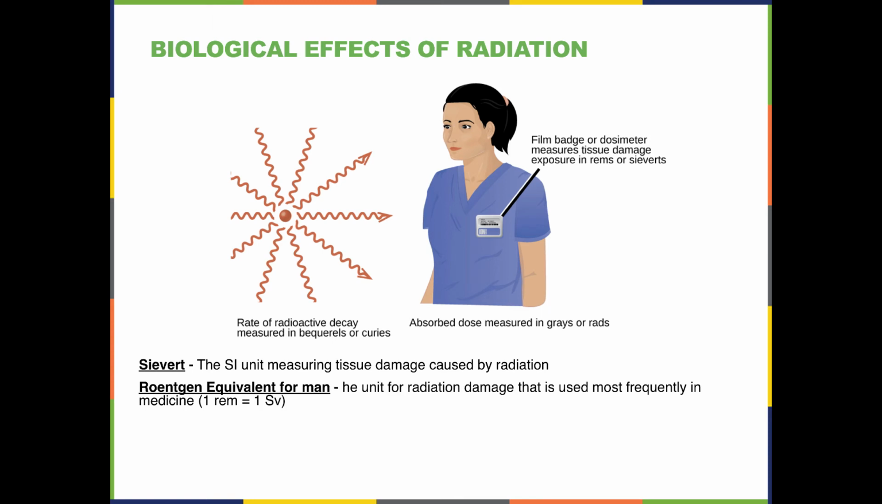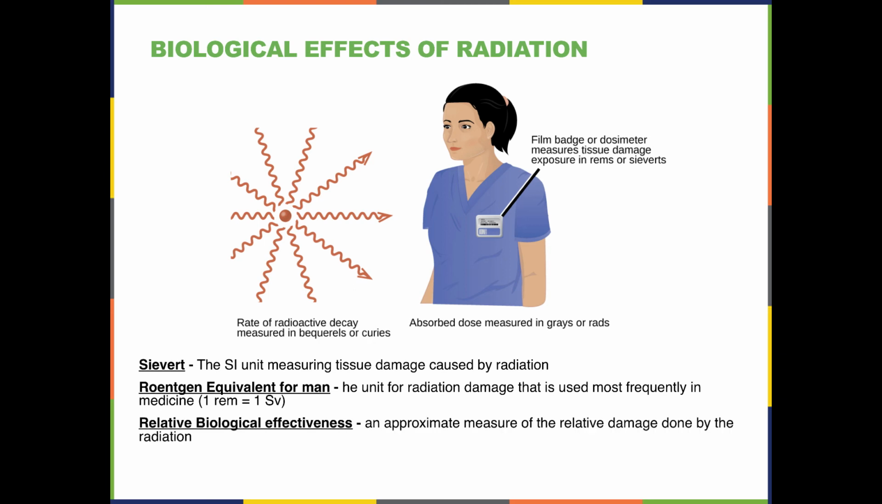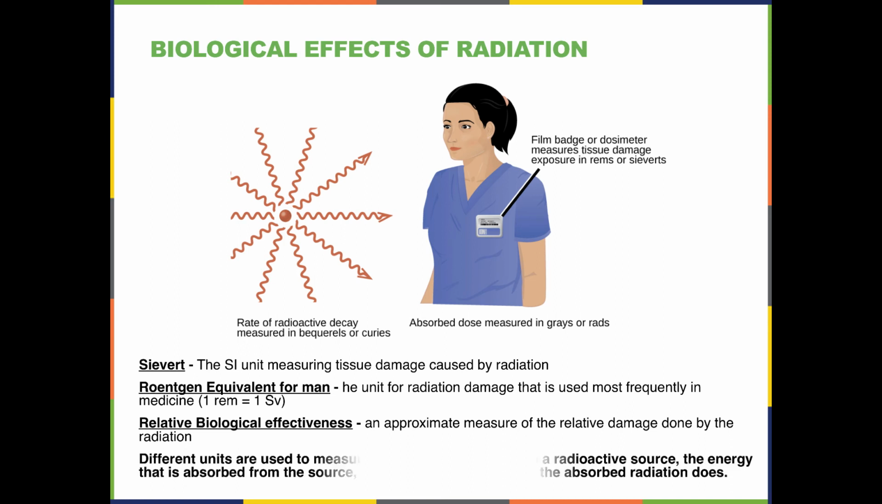And a Röntgen equivalent for man is the unit of radiation damage that is used most commonly in radiation. You've heard of rems. 1 rem is equal to 1 sievert. And relative biological effectiveness is an approximate measure of the relative damage done by the radiation. So different units are used to measure the rate of emission of radioactive sources, the energy that's absorbed from the source, and the amount of tissue damage that is done by the radiation that's absorbed.